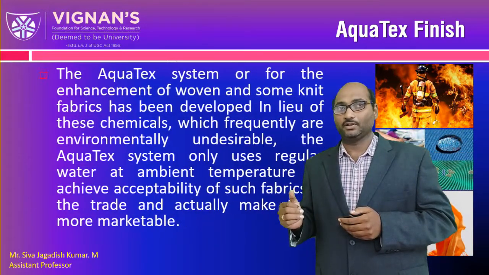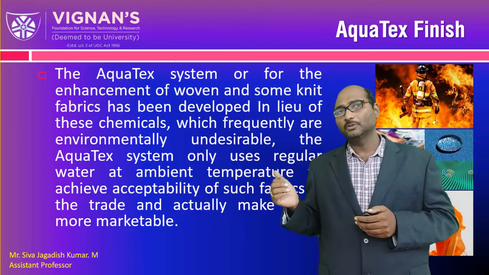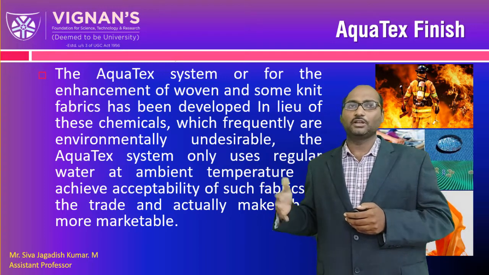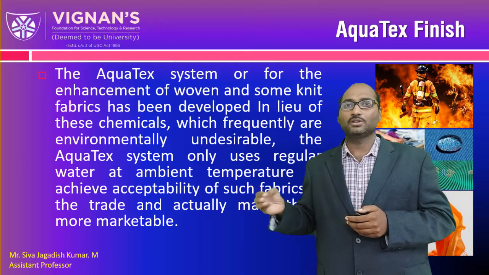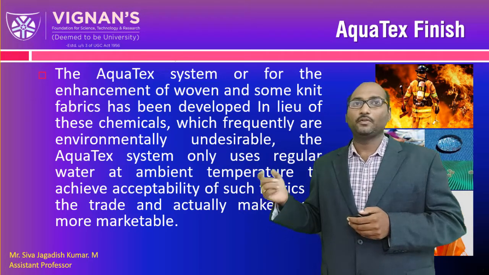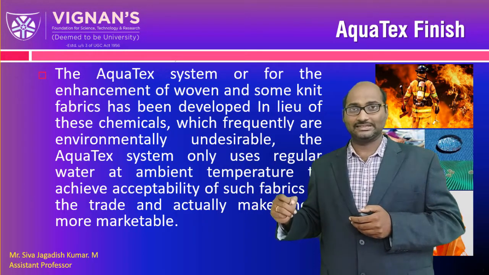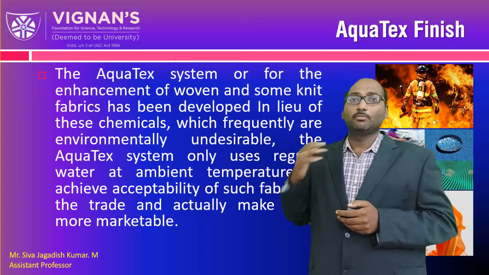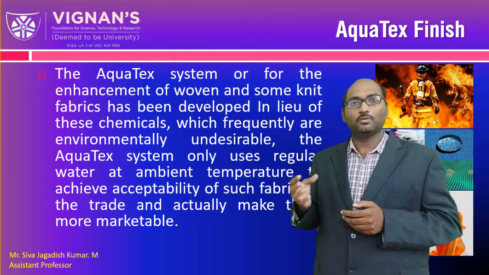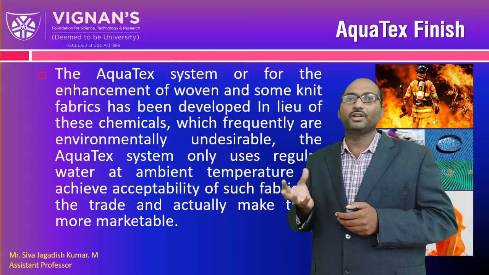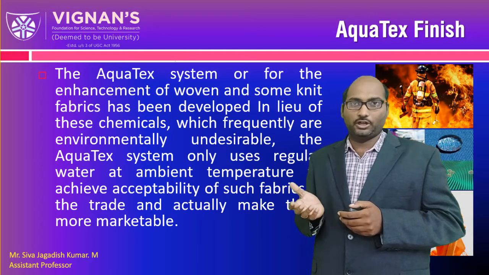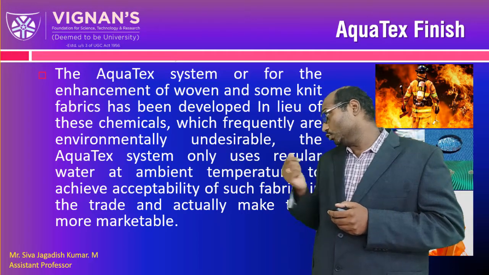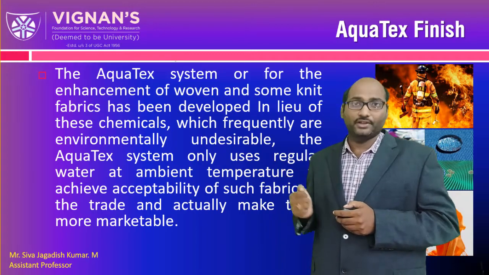Similarly, aquatex finish is another finish, basically for wovens or knits. In this, water is mainly used and the chemical usage is very minimal. That is referred to as aquatex. By means of continuous washing, the garments can be made very smooth, with a soft texture. That is obtained through this aquatex finish.